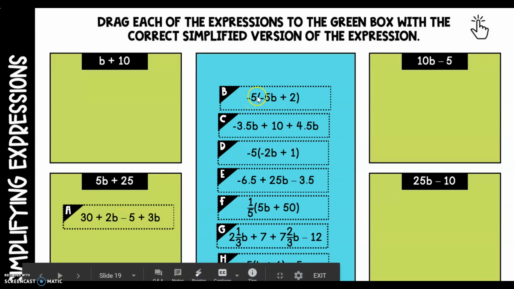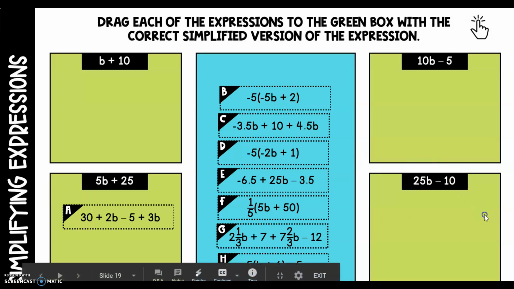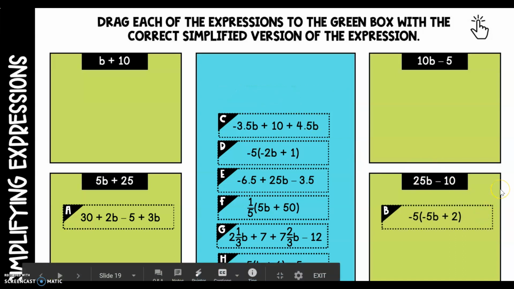The distributive property, I'm going to distribute this negative 5 to negative 5b plus 2. So negative 5 times negative 5b equals 25b, because a negative times a negative equals a positive. So that's 25b. Negative 5 times 2 equals negative 10, because 5 times 2 is 10. A negative times a positive equals a negative. Here's my 25b minus 10. So I'm going to drag and drop that down here. You're going to continue doing that with all the rest of these.